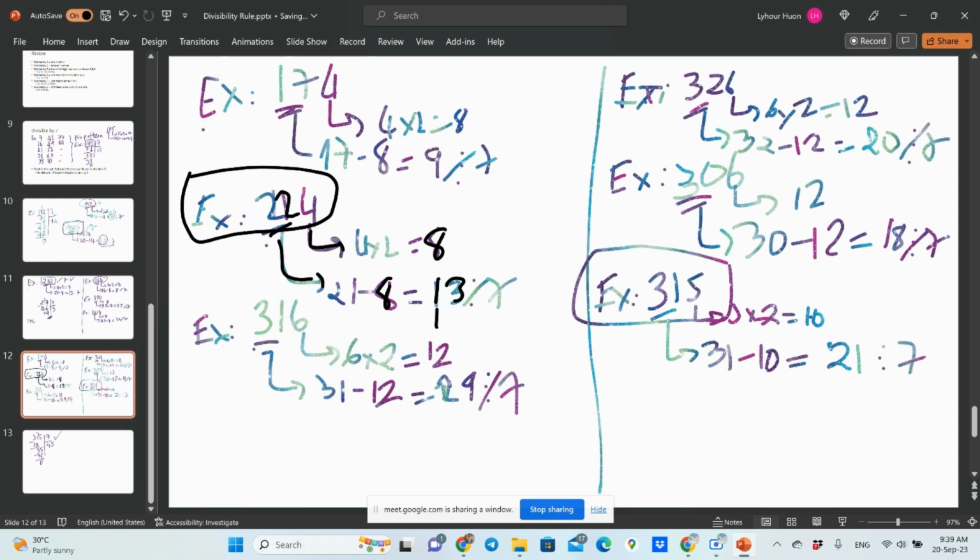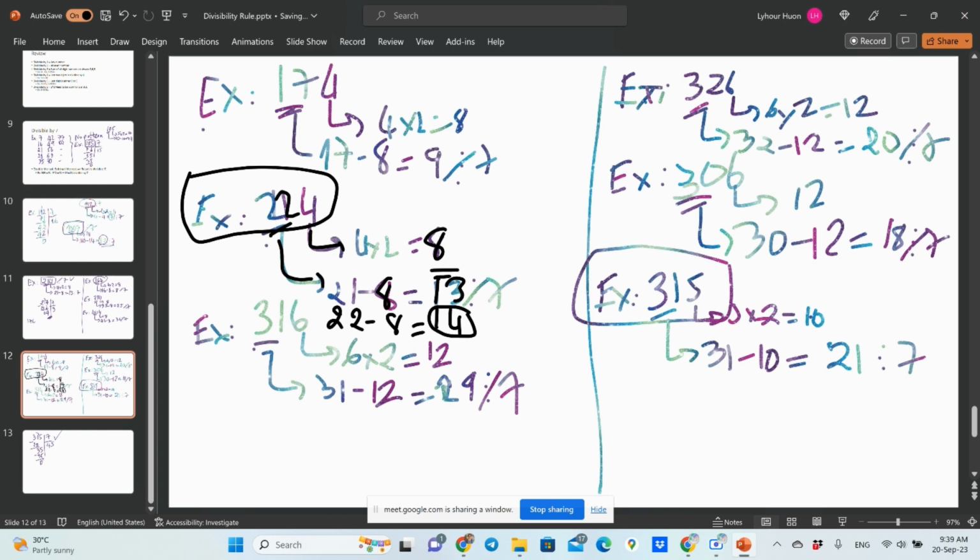right? If we want 234? Because we want this to be 14, right? We know that 13 is not divisible by 7, but 14 is. 13 is not, but 14 is. So we need to increase one more. 224. Yeah, so 22 minus 8 will be 14. So it will be divisible by 7.